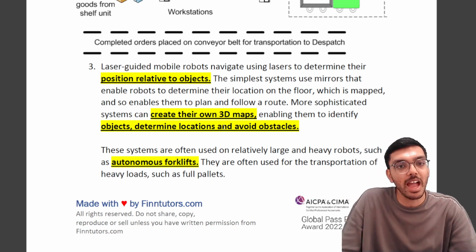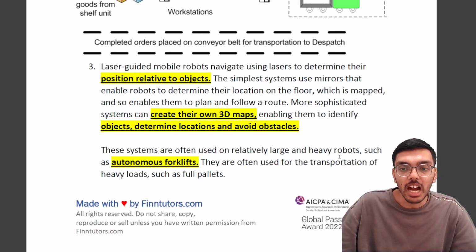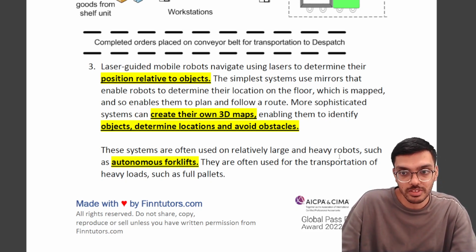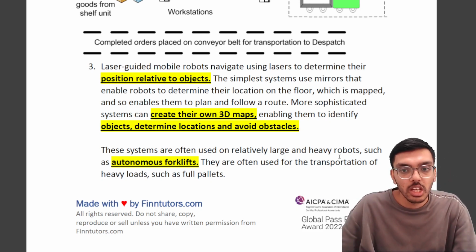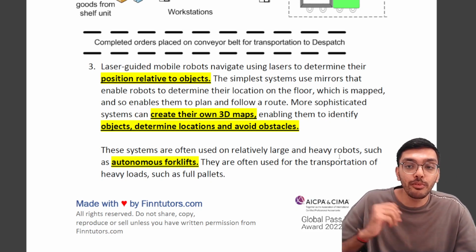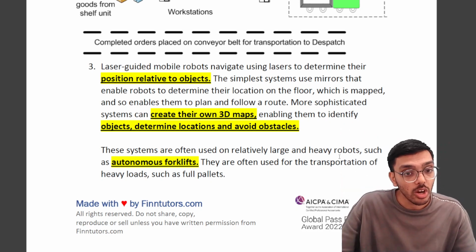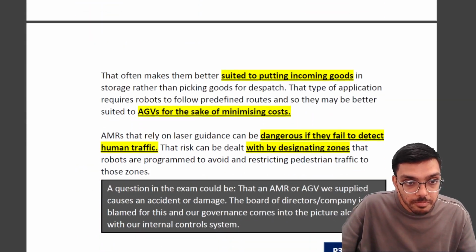They map the environment. These systems are often used on relatively large and heavy robots, such as autonomous forklifts. Not a forklift driven by a person, but autonomous. They are often used for the transportation of heavy loads, such as full pallets. You know those full wooden pallets that we spoke about earlier in the pre-scene? Laser guided technology is generally used over there. That's what they're telling us.